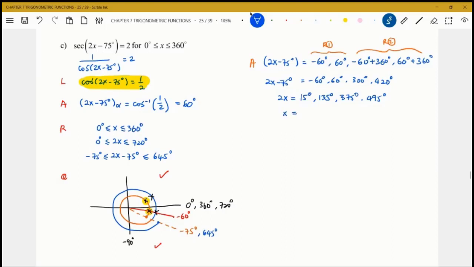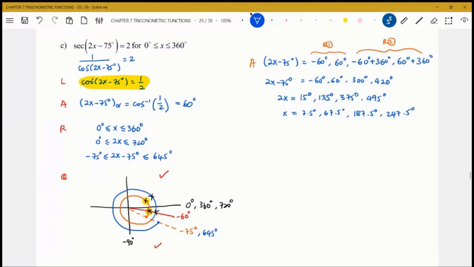So the whole thing we divide by 2. So 67.5 degree, and then here we have it 87.5 degree. And then the last one will be 247.5 degree. Okay, so that one is a part C.